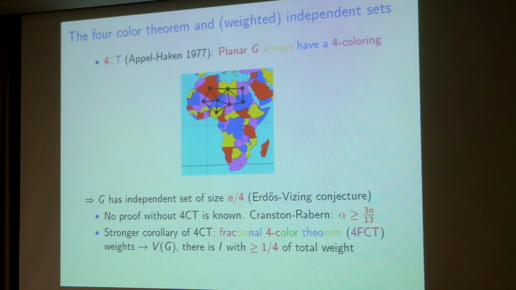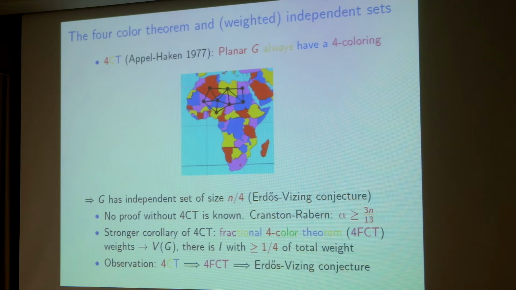If all the weights are uniform, I'm back in my Ringel-Wissing conjecture, but now I would maybe prefer some vertices over others, and the fractional four-color theorem says no matter how you put your weights, you always can hit at least 1/4 of the total weight. Why is it a corollary of the four-color theorem? For the Ringel-Wissing conjecture, you just take the largest independent set. This time you take the heaviest independent set, the heaviest color class. We have 4 color classes and they cover all the vertices, so at least one of them must contain at least 1/4 of the total weight.